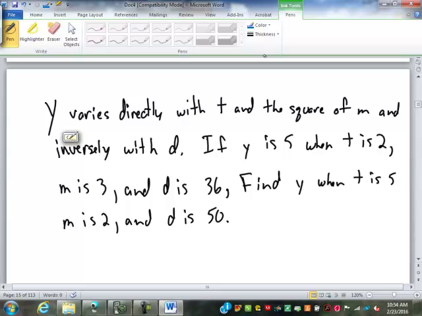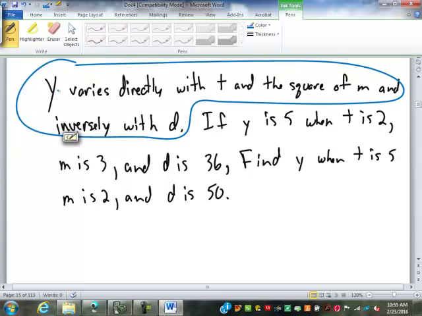Where do we start? Let's just make sure you're starting on the right track here. So y equals k varies directly with t, so k times t, and the square of m, so m squared, inversely with d. How many of you got that? Almost? Okay, so let's leave you to go from there.